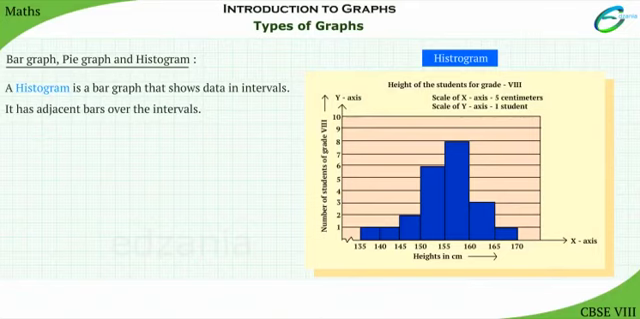This histogram gives the height of the students for 8th grade. We can observe that the heights of most of the students lie between 155 to 160 centimeters.